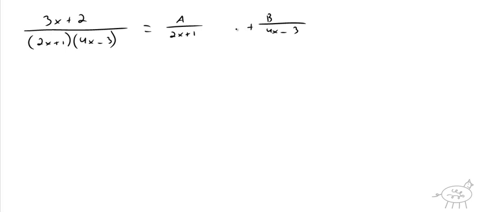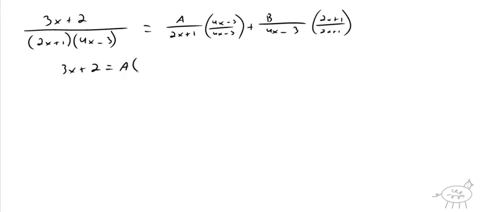And I always leave a space here so I can just multiply it easily. So this one's going to be 4x minus 3 over 4x minus 3. And this is going to be 2x plus 1 over 2x plus 1. Okay? Again, the numerators are the ones we're setting equal. Denominators are already set. So I get 3x plus 2 equals a times 4x minus 3 plus b times 2x plus 1.